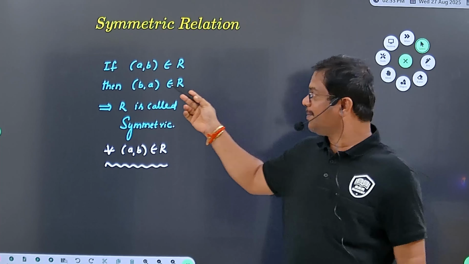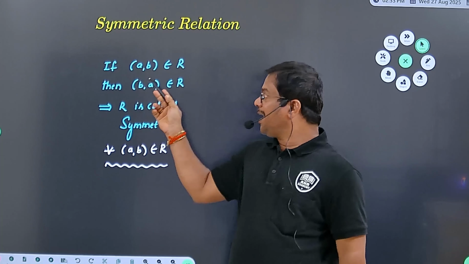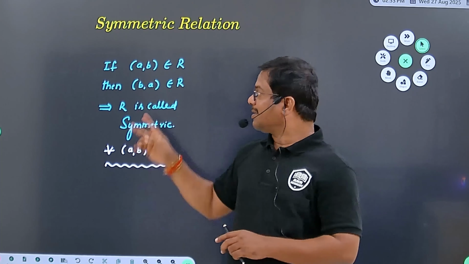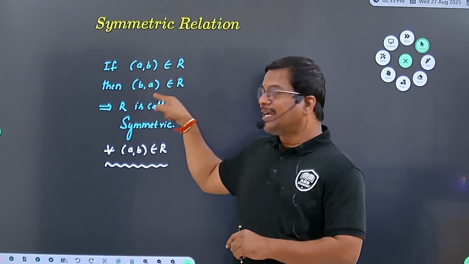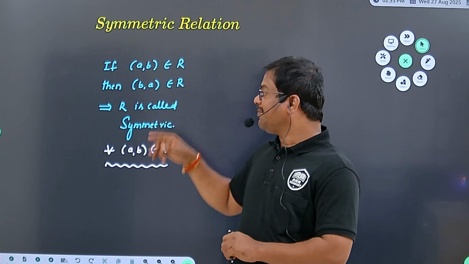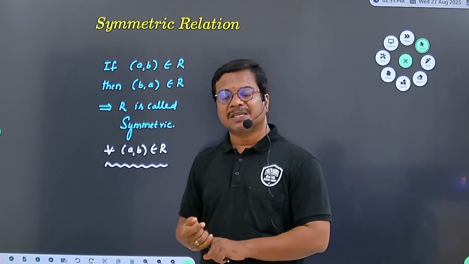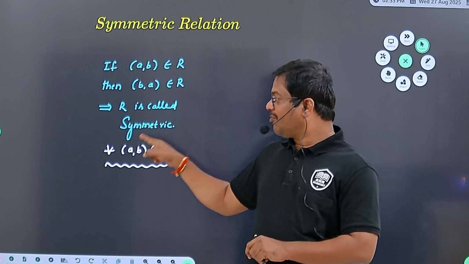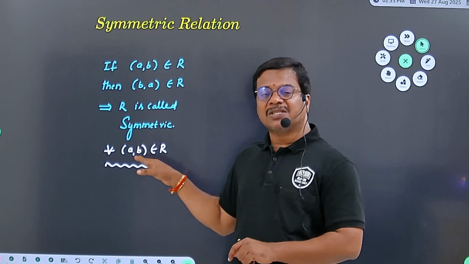See the definition. If the ordered pair (a, b) belongs to a relation, and (b, a) also belongs to the same relation, then we can say that R is symmetric, which is true for all ordered pairs that belong to that relation.